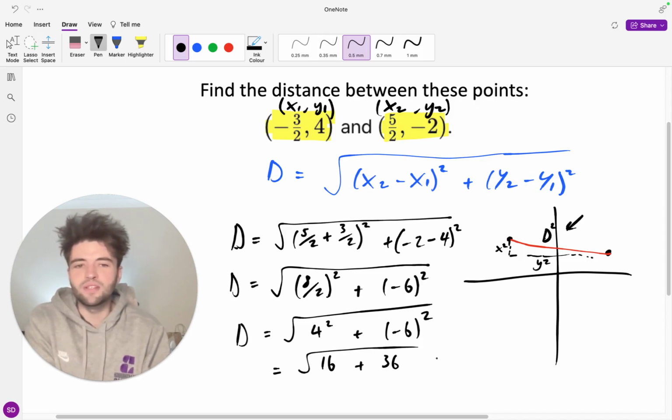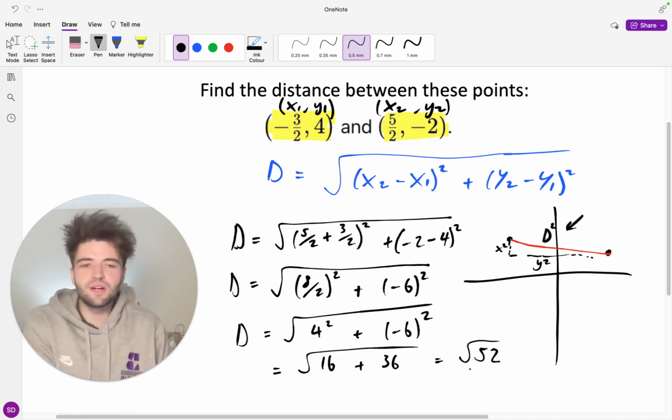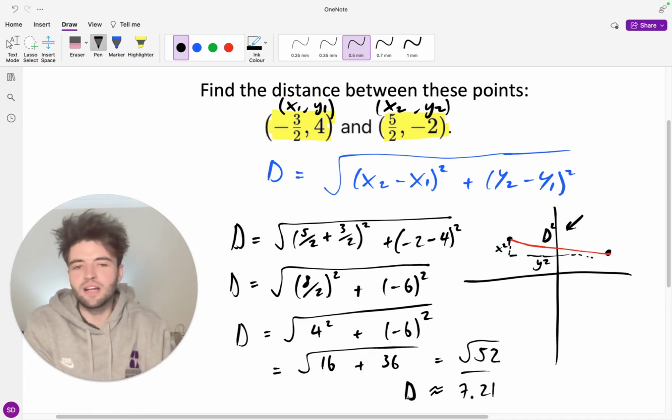So we have 16 plus 36. So our final answer here is going to be the square root of 52. And then if you want to write it as a decimal, it would be roughly equal to 7.21 to 2 decimal places. So that is the distance between the 2 points we're given in the question, and that is it for this one.